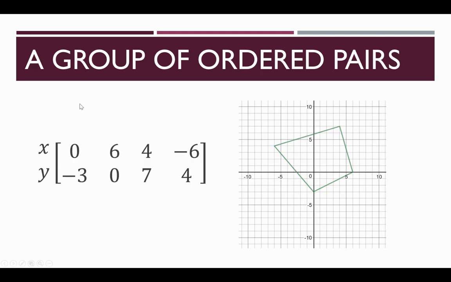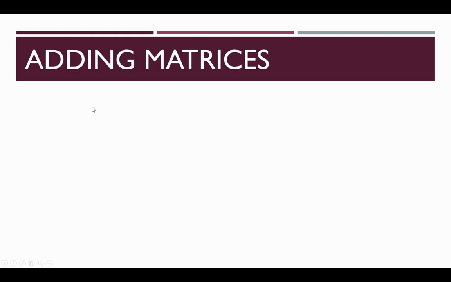How do we graph a matrix? You can see here with this matrix, we have a set of ordered pairs, x's and y's. One of our points is (0, -3). Another point is (6, 0). Another point is (4, 7). Another point is (-6, 4). So we can graph this group of ordered pairs in this matrix.